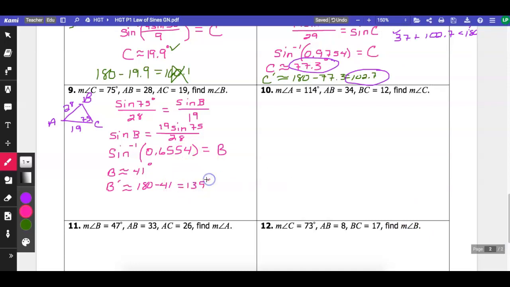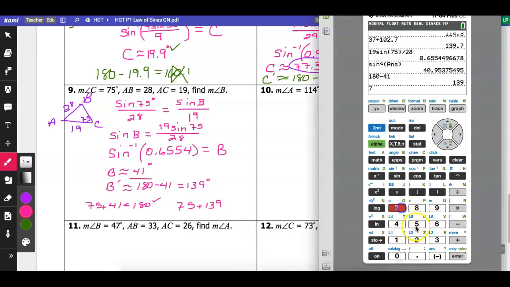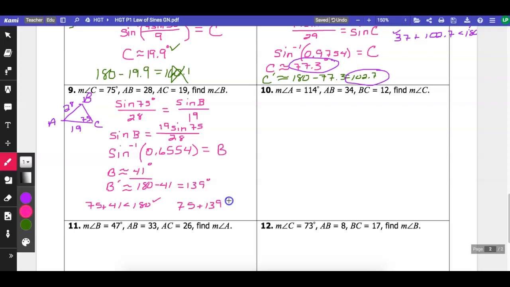So again, we have to check and see. Is 75 plus 41 less than 180? Yes, so we know that we can have 41 degrees. Then we check, what about 75 plus 139 degrees? Is that less? 75 plus the answer that I just had, 139, that's 240 degrees. That's greater than 180 degrees. So this is definitely not an answer. There's only one solution.